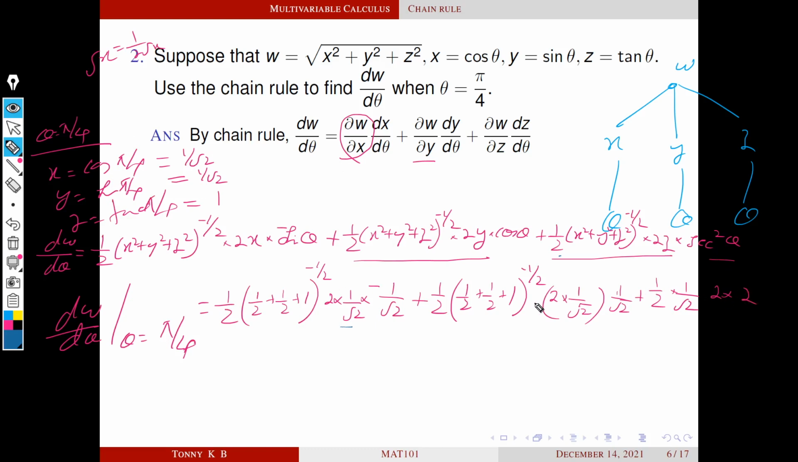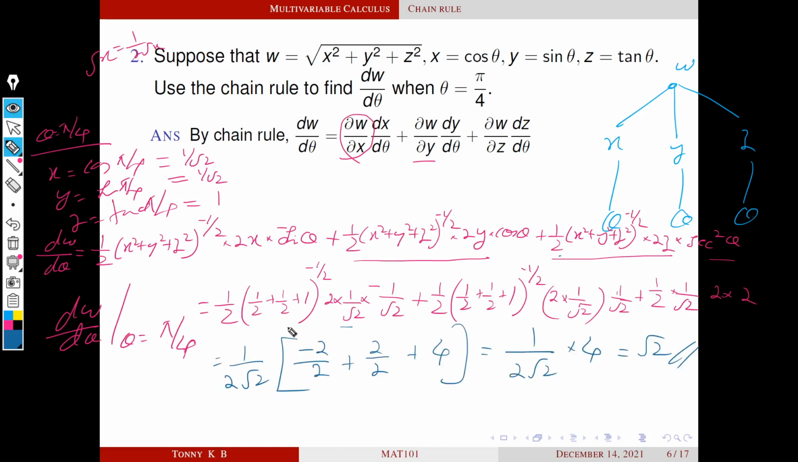Okay. Then you can simplify this. It is clear that 1 by 2 root 2 is common. This part is common, so take it outside. So remaining is minus 2 by 2 here, 2 by 2 here, and here it is 4. Okay. You can cancel these two. So this becomes 1 by 2 root 2 into 4. That is root 2. So dw by d theta at theta equal to pi by 4 is root 2. Okay.